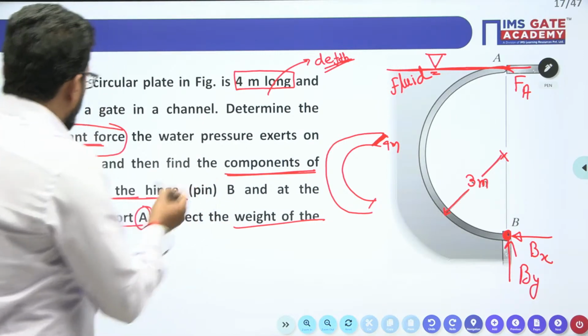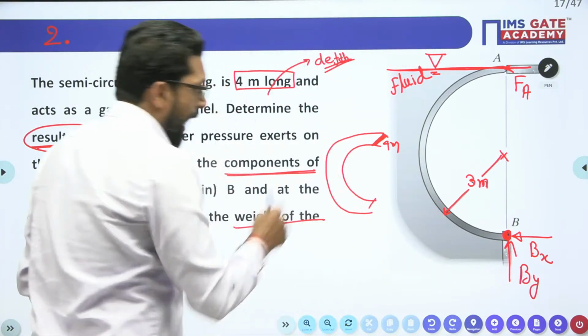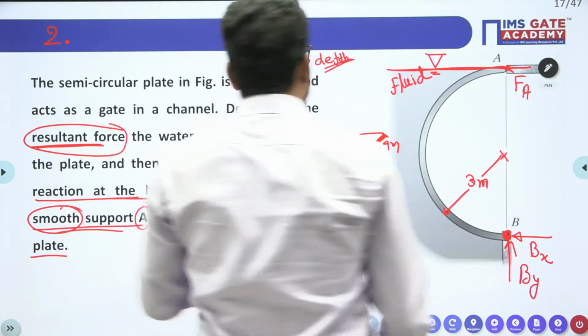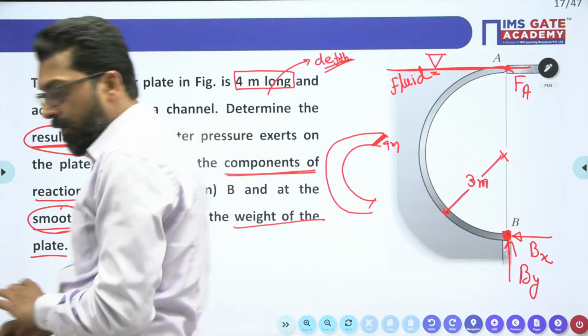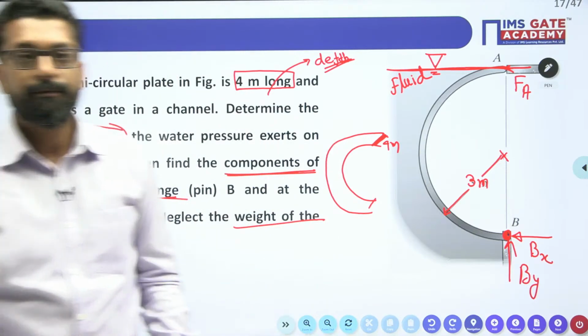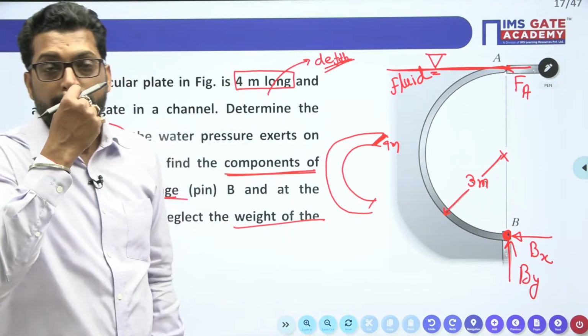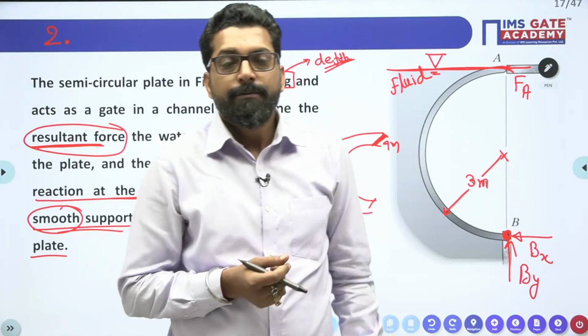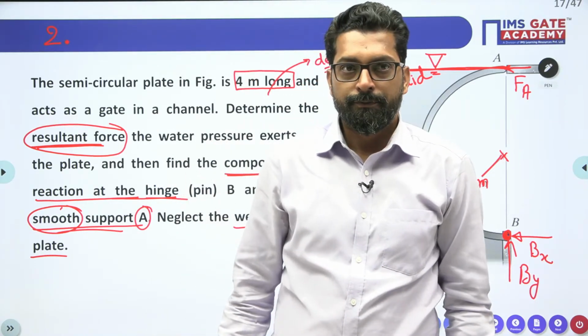So, the resultant force is the hydrostatic force, and the reaction at point B. Now, what is your approach? Please, anyone? How to calculate? What is your approach?